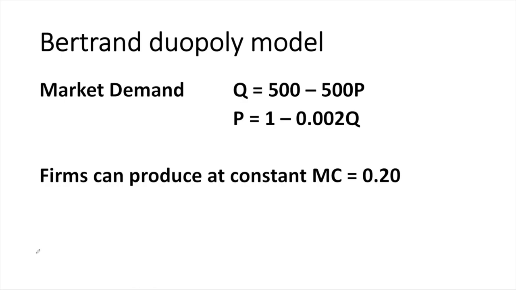So now we can look at an actual market to solve the Bertrand model. So we'll assume that market demand is given by quantity equals 500 minus 500p. So you can rearrange that to P equals 1 minus 0.002 times quantity. We'll also assume that firms can produce at a constant marginal cost of 20 cents or 0.20.